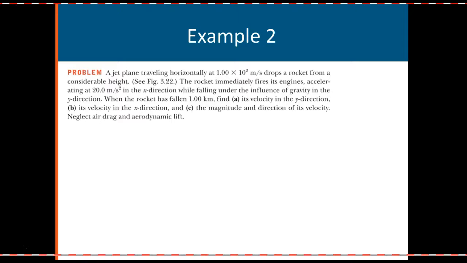considerable height. The rocket immediately fires its engines, accelerating at 20 meters per second squared in the x direction while falling under the influence of gravity in the y direction. When the rocket has fallen 1 kilometer, find its velocity in the y direction, and we'll do each part separately. So we're going to find its velocity in the y direction.